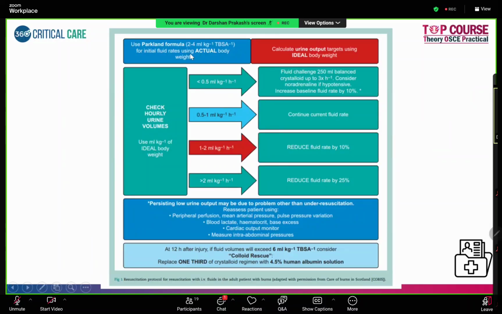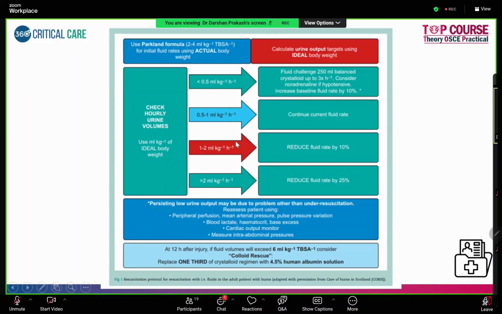Initially, what they said is instead of using 3 to 4 ml per kg, start between 2 to 4 ml of Parkland's formula, that is roughly around 2 ml per kg, and start resuscitating the patient. Once you are able to reach 0.5 ml per kg body weight per hour of urine output, you can continue with the same fluid management. If it is less than 0.5 ml per kg per hour, then you need to give a fluid challenge of roughly 250 ml, and then increase the baseline fluid rate by 10%.